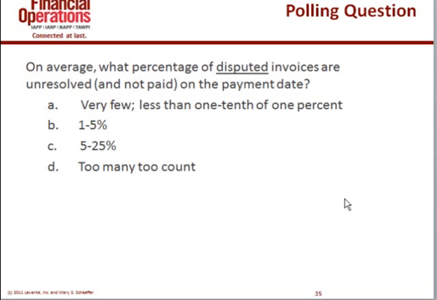Maybe you do. So A, very few, less than 0.1%. B, just type in a 1 to 5. C, 5 to 25%. And D, too many to count. And I'm looking over this. And one encouraging sign is we're seeing a lot of B's and C's. Oops. I was about to say we have no D's, but one just came through. Oh, and there's another one.